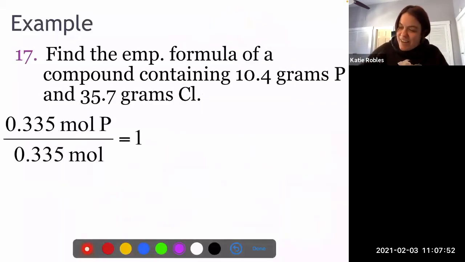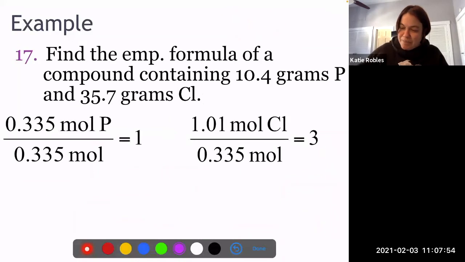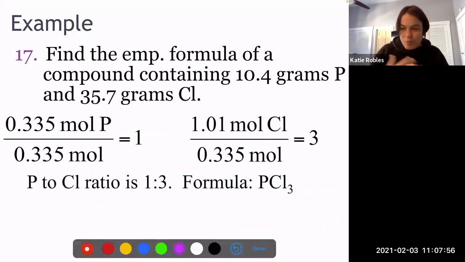Okay, so again, we converted this ratio. I divided by the lowest whole number ratio. We got phosphorus to chlorine is a 1:3 ratio, which gave me the empirical formula. Let me give you another example.